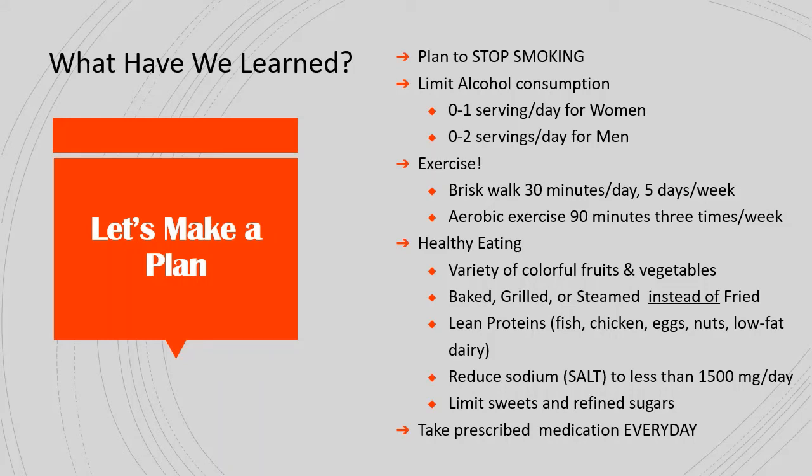Take a brisk walk 30 minutes a day, 5 days a week, or aerobic exercise 90 minutes a day, 3 days a week. Just get up and move. Let's start eating healthy. Try to eat a variety of colorful fruits and vegetables every day. Baked, grilled, or steamed food is healthier than fried food. Eat lean proteins such as fish, chicken, eggs, nuts, and low-fat dairy. Do not have more than 1,500 milligrams of sodium or salt in one day. Limit your sweets and refined sugars. Read food labels and make wise choices.